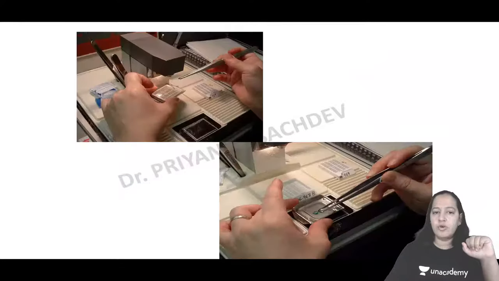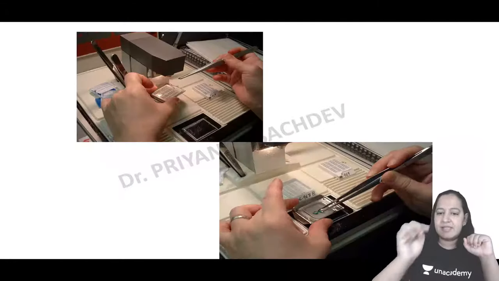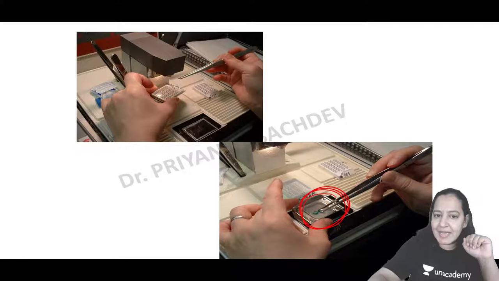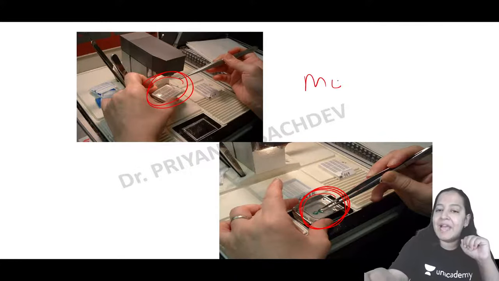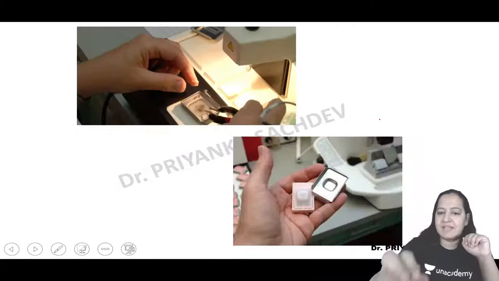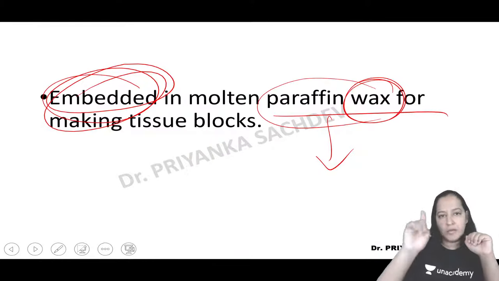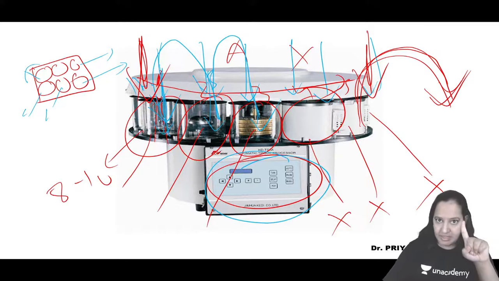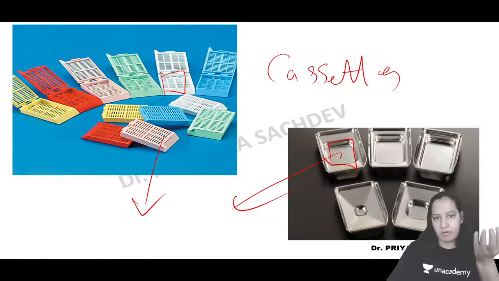What you will do is fill these cassettes with molten wax. Can you see? This is filled. This is a metallic cassette, filled with molten wax, pighle hue wax se. Then you take your tissue, which you have in your hand, out of this processor, and put one tissue in one cassette over that molten wax.